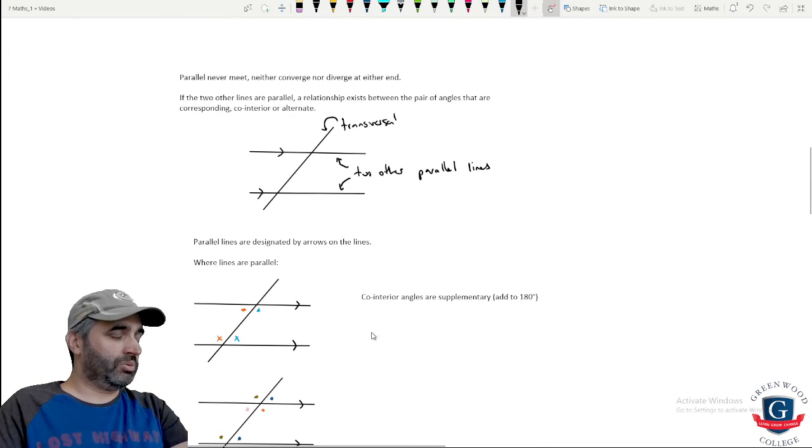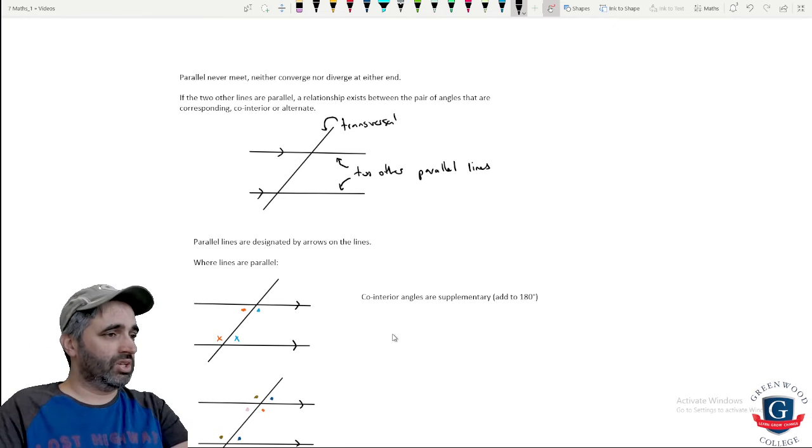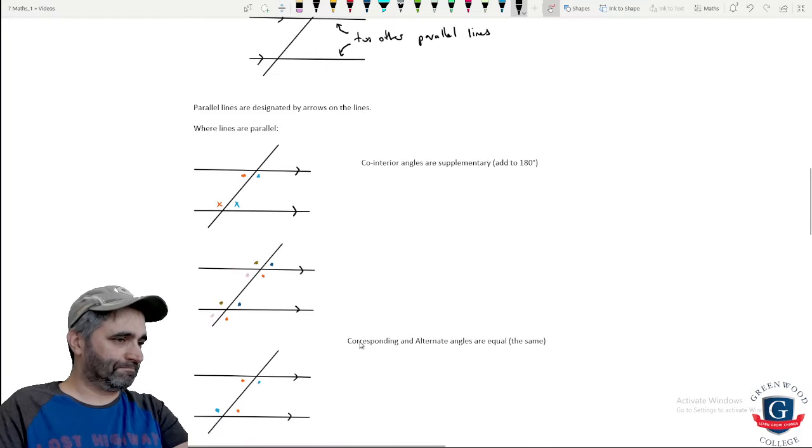Now, cointerior, corresponding, and alternate angles have specific properties when crossing two parallel lines as opposed to crossing any two lines. So in the case of cointerior angles, so this angle and this angle are cointerior, this angle and this angle are cointerior, they're always going to add to 180 degrees. So this angle plus this angle will be 180 degrees if they are cointerior.